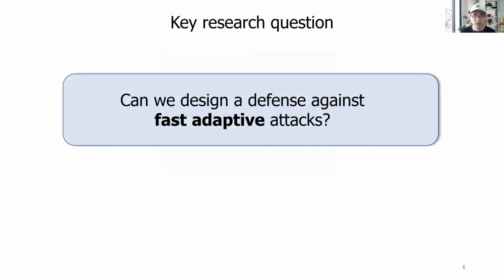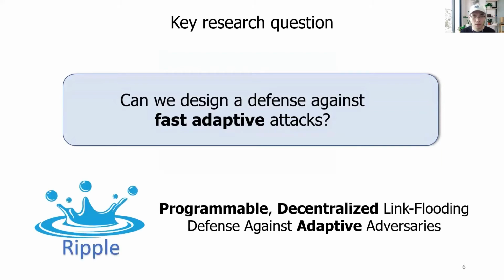So in this work, we ask the following key research question. Can we design a defense against a fast adaptive attack? We believe the answer is yes, and we build Repo in this work. That is the programmable decentralized link flooding defense against adaptive adversaries.